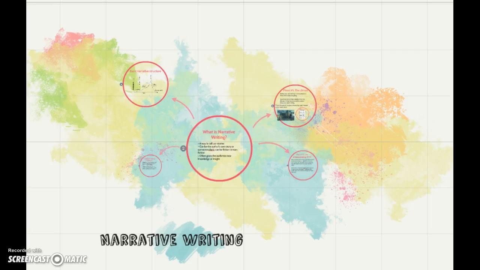Hi class. As you know, we've been reading Enrique's Journey, written by Sonia Nazario. This is a great example of a nonfiction piece of narrative writing. At the end of this quarter, your big assignment is going to be a piece of narrative writing of your own. So our focus today is really to get to know what makes narrative writing strong, and how we can identify the three most important parts of writing a really strong piece of narrative writing.